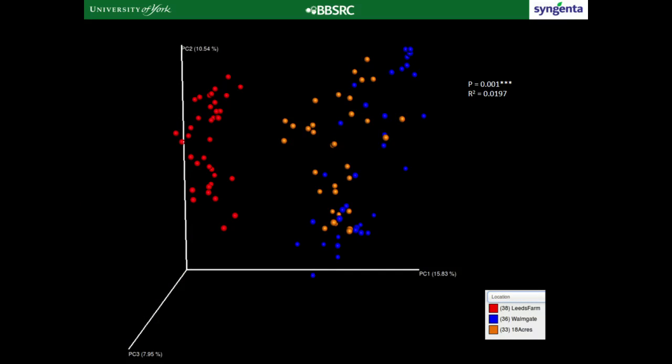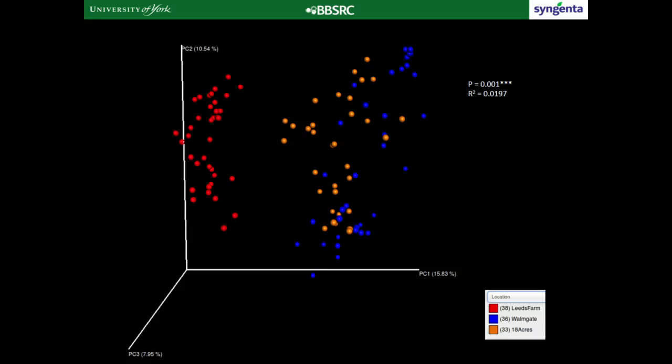This is an ordination plot of the Bray-Curtis dissimilarities. If you're unfamiliar with the Bray-Curtis dissimilarity, it's simply a metric of how different 2 communities are. So on this plot, each dot is a sample, and so the further apart 2 dots are, the more dissimilar their communities are. Here they are coloured by field site.